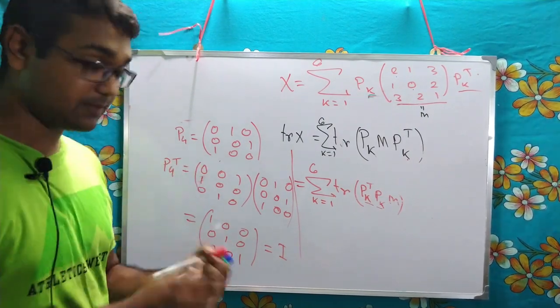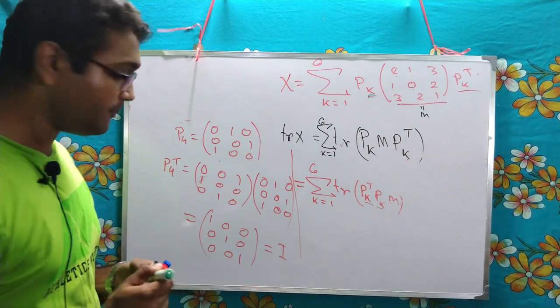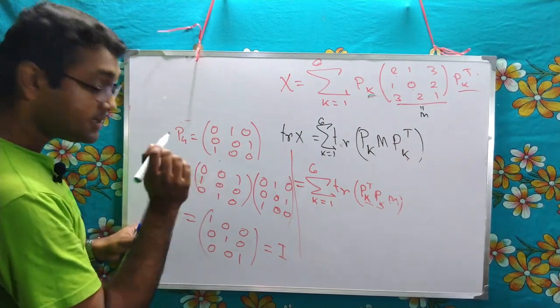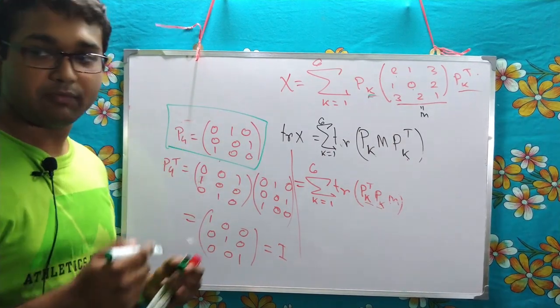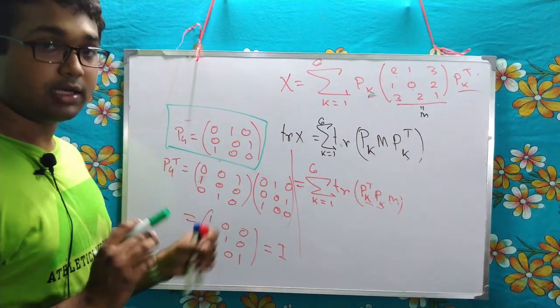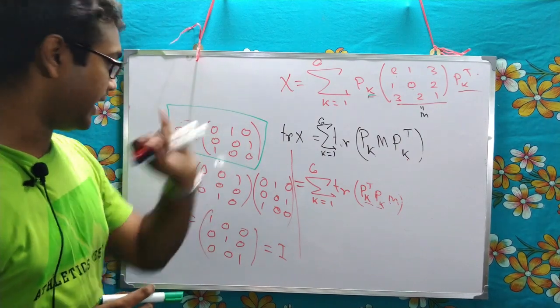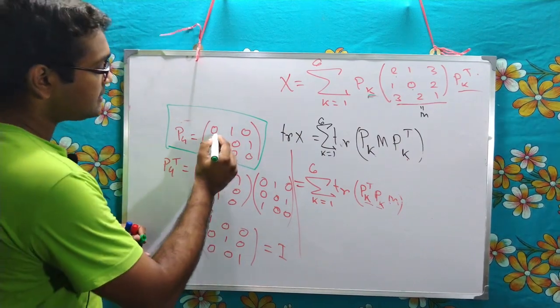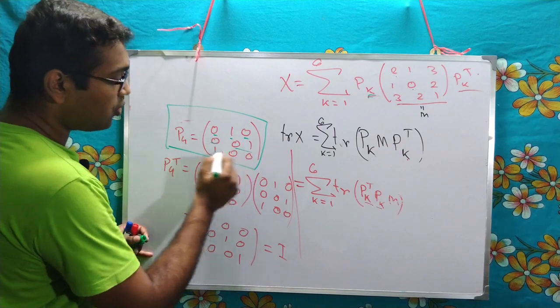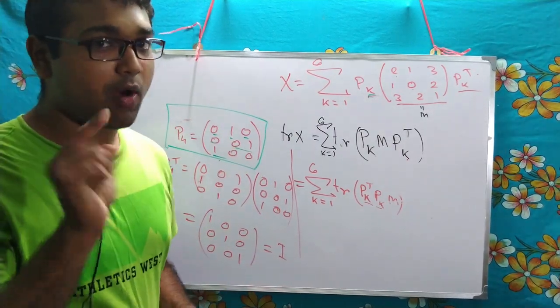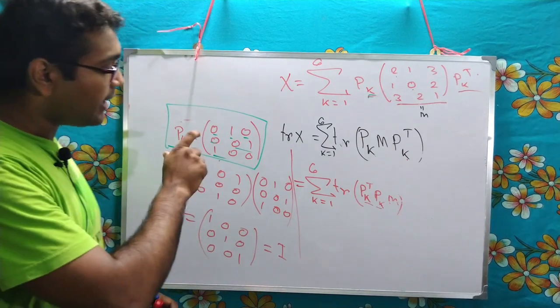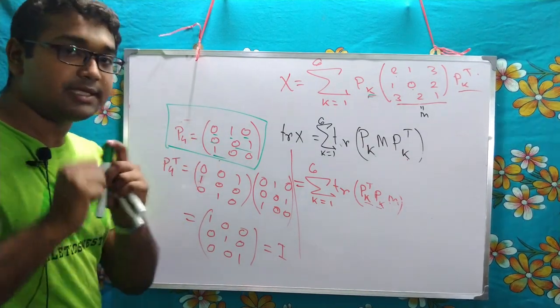Let me show you. Let me explain. See it intuitively, okay? Here, observe one thing. Take P4 only. If I explain for P4, you will be able to understand for all other Pk's. See, each row, or each column you can say, of this matrix contains a single one. Clear? And all other elements are zero.